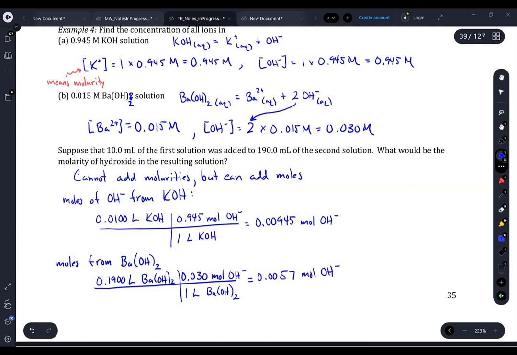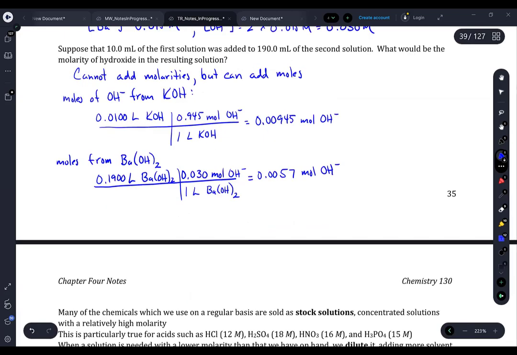Once they've been added to the water, can you tell the difference from whether a hydroxide came from sodium hydroxide or potassium hydroxide? Or no, a hydroxide is a hydroxide is a hydroxide. Okay. And so what is the total? I'm getting 0.0152. Yeah.